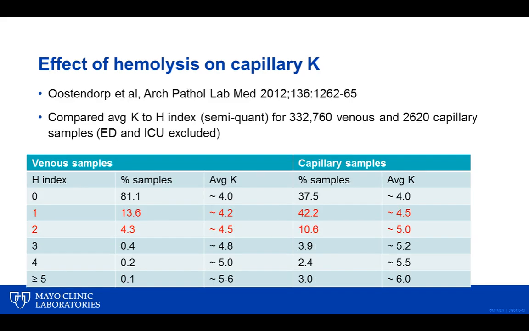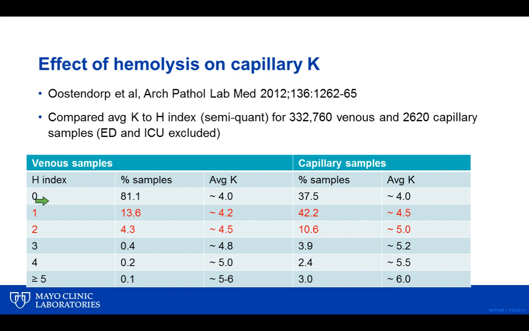And here's one of the more interesting studies to me. This is a unique, interesting study. What they did in this study is they took a very large number, 300,000 venous samples, and a fairly large number, 2,600 capillary samples, and they measured the H index, which is the qualitative amount of free hemoglobin in samples, and they compared it to the average potassium they measured in samples with either no or some hemolysis.